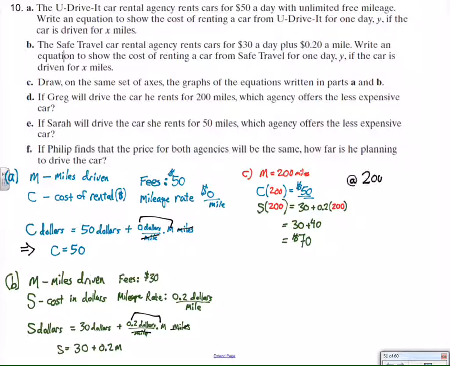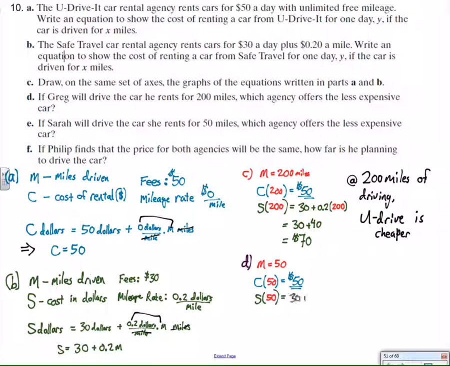First question was, if somebody drove 200 miles, I guess this is Greg, where should he rent? It's going to cost $50 anytime you rent from the first company, but it's going to cost $70 if you rent from the second company, so the 200 miles ends up costing me more. If you're only going to drive 200 miles, you better go with U-Drive.